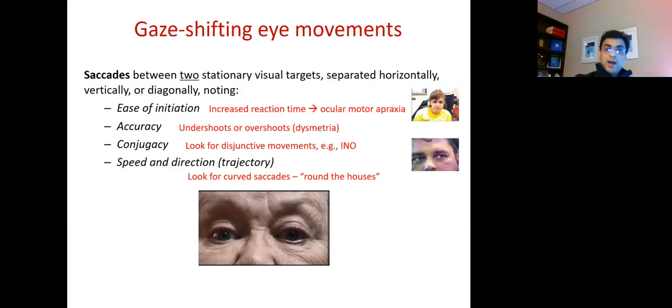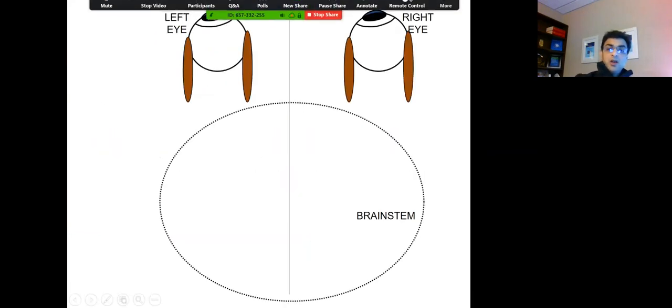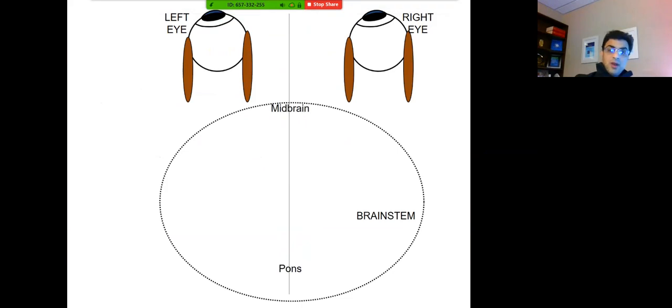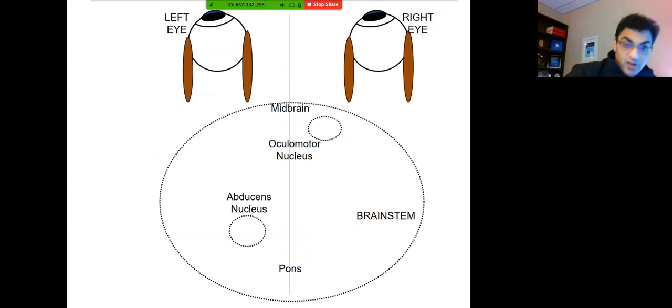So what causes these different types of eye movements? Let's dive into a little bit of brainstem anatomy and how various disorders affect the brainstem anatomy. So we'll start with the pons and horizontal gaze. So you've got your brainstem, you've got your two eyes, your lateral rectus and the medial rectus. You've got your pons here, your midbrain, you have an abducens nucleus, and you have your oculomotor nucleus.